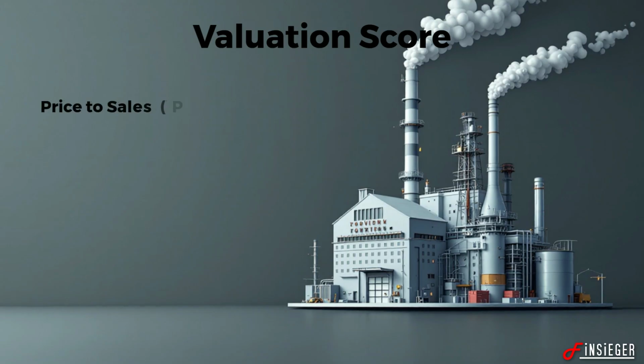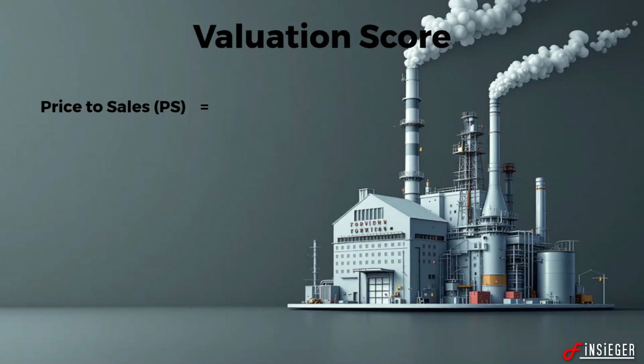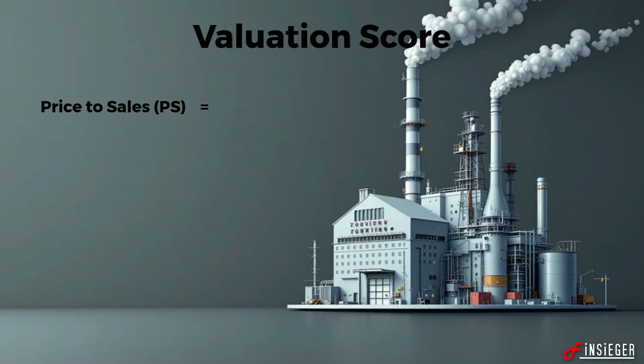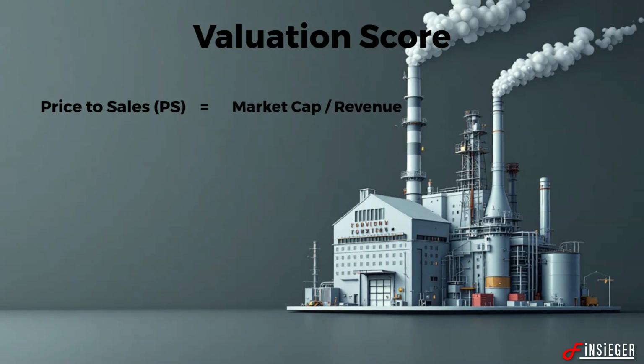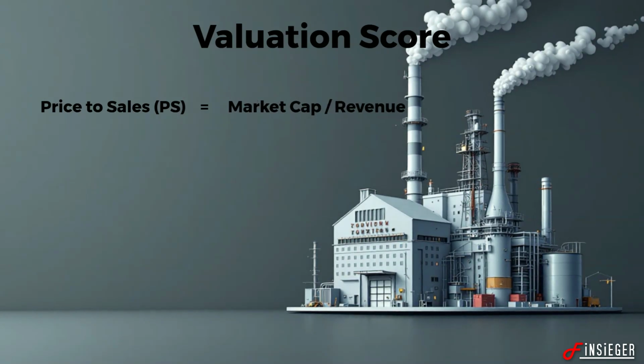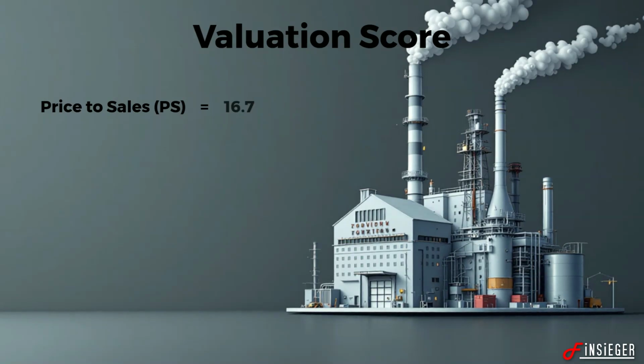Price to sales is a good ratio to find cheaper stocks quickly. Generally, cheaper stocks have PS lower than 5. It's calculated as market cap divided by revenue. In our case, it is 16.7, which is quite high.